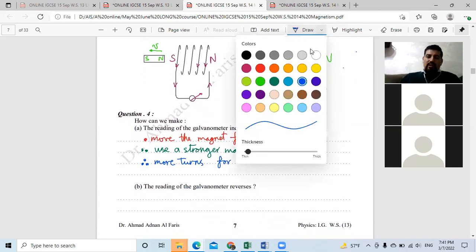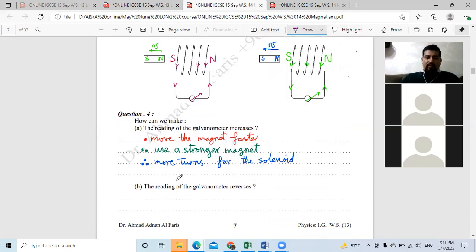Now, how can we make the reading of the voltmeter reversed? Instead of going to the right, it goes to the left. How can we make the reading of the voltmeter, galvanometer or ammeter be reversed? Exactly, switch the direction of motion. Instead of getting closer, I will move it away. Bravo, that's one answer. Or reverse the polarity of the magnet. That means instead of using north, I will use the south.